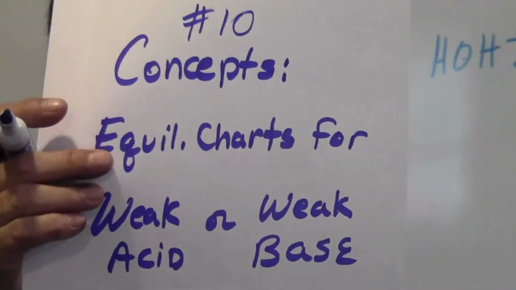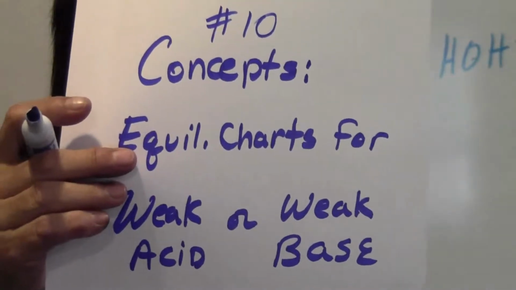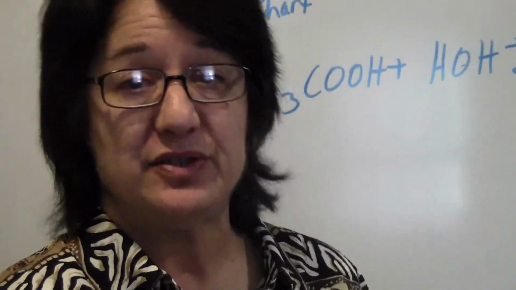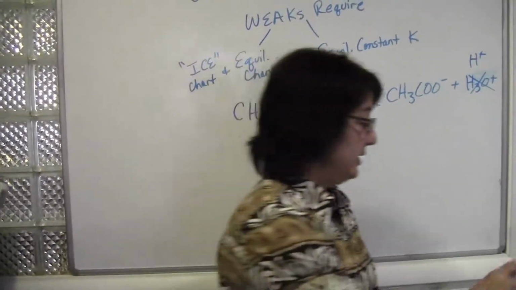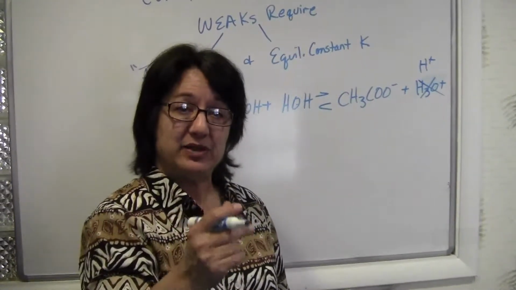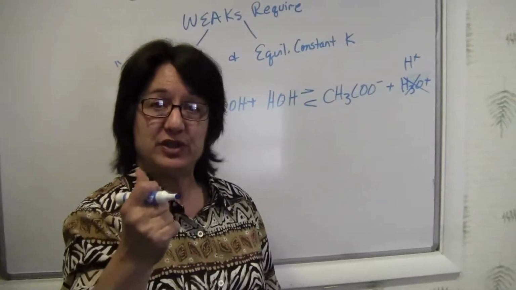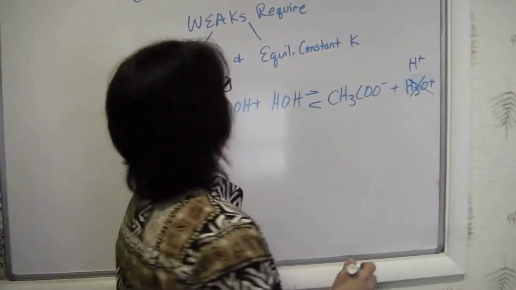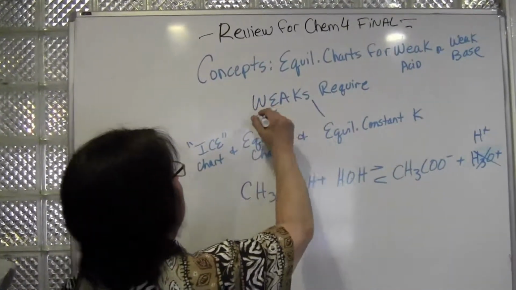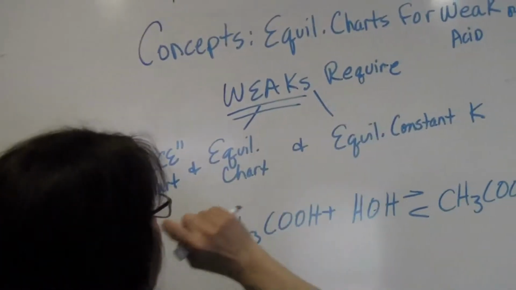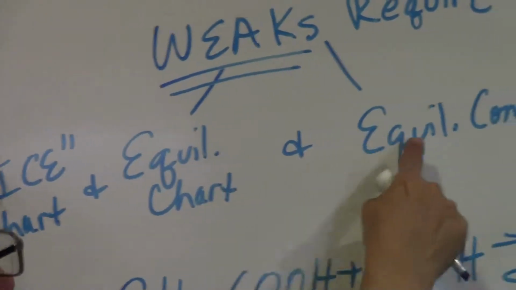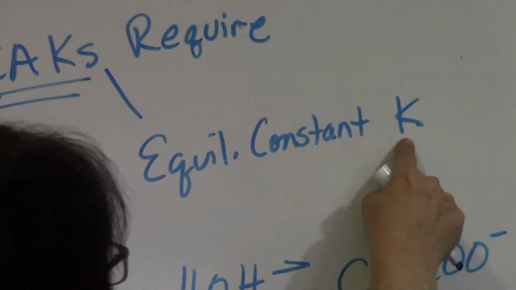This video is concepts for equilibrium charts that involve weak acids or weak bases. We just covered strong acids, strong bases. Now we're going to cover weak. And now you'll start to see why it's so important that you identify whether something's an acid, base, or salt (video on that), and whether it's strong or weak (video on that). The difference between a strong and a weak when you're calculating pH is that weak acids or weak bases require an ICE chart or equilibrium chart, and they also require an equilibrium constant K.